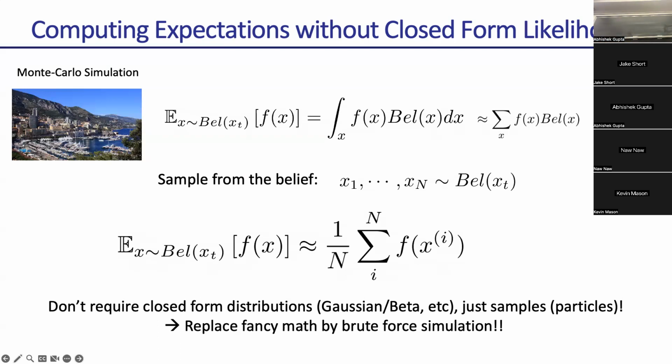So the point is you don't need closed form distributions. You don't need to know the likelihood of anything. Right? If I can draw samples from something, then I can get expectations of it. That's super easy. Now, can someone give me an example where this is useful besides robotics? In what case would it be hard to know the likelihood, but maybe easy to generate a sample?